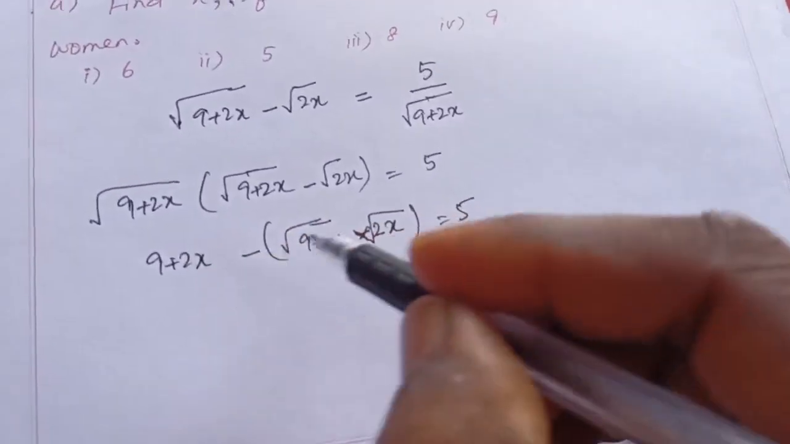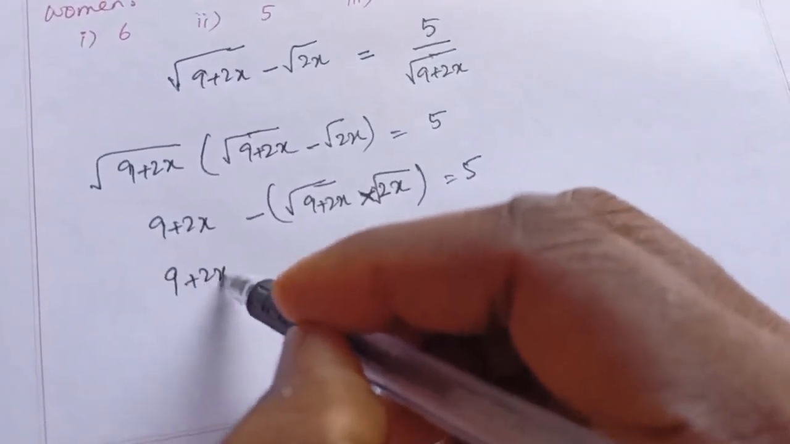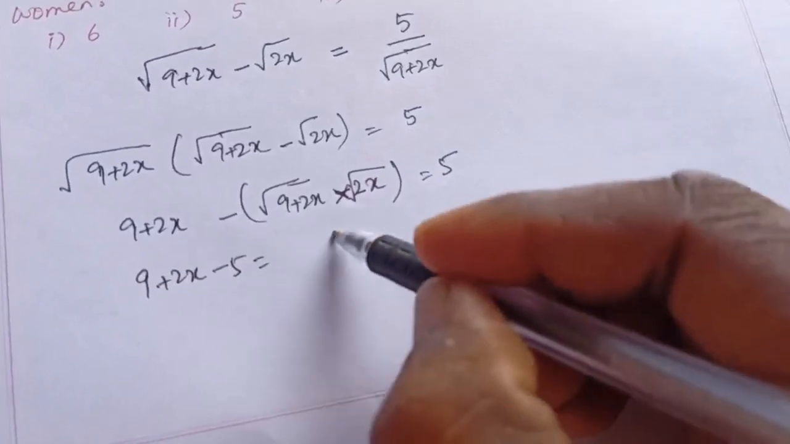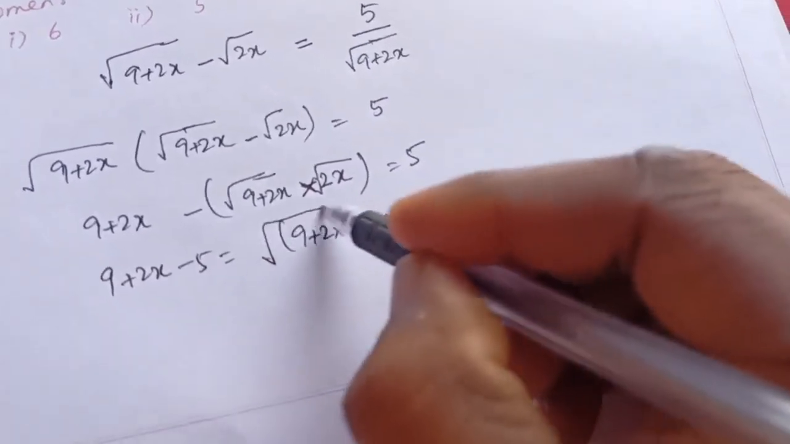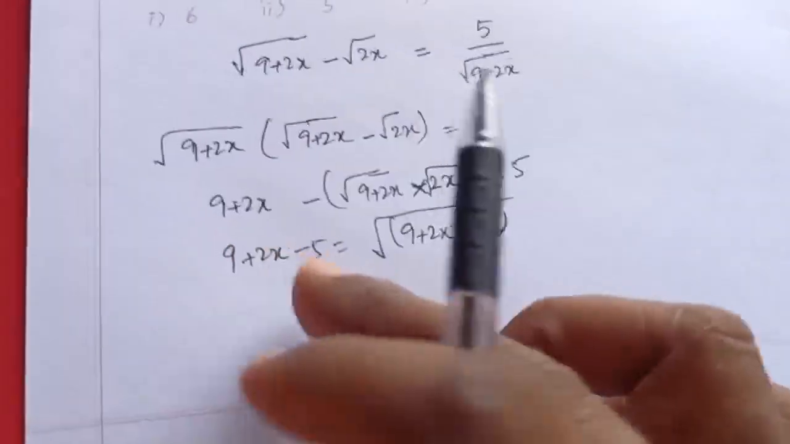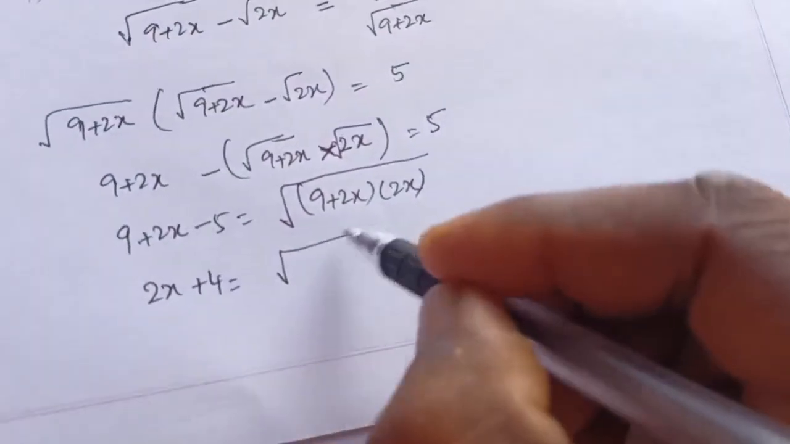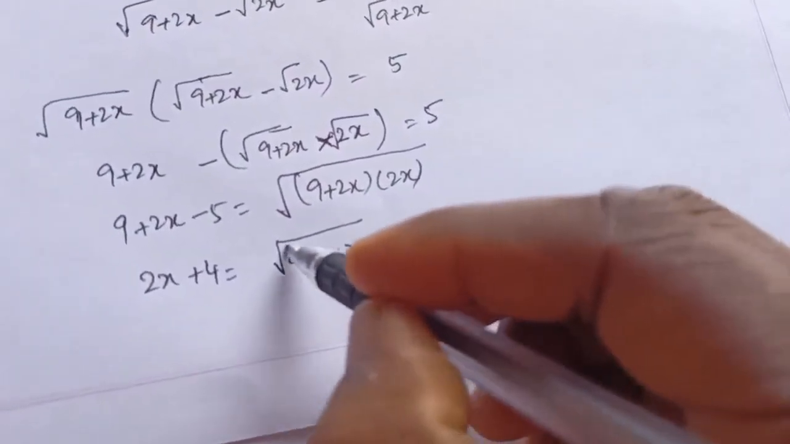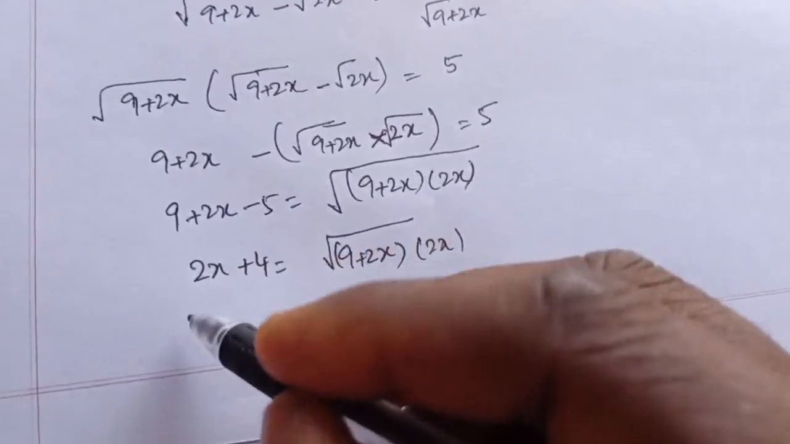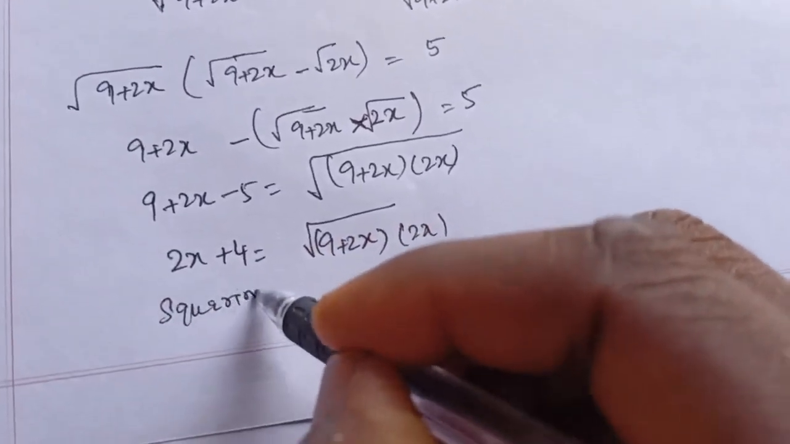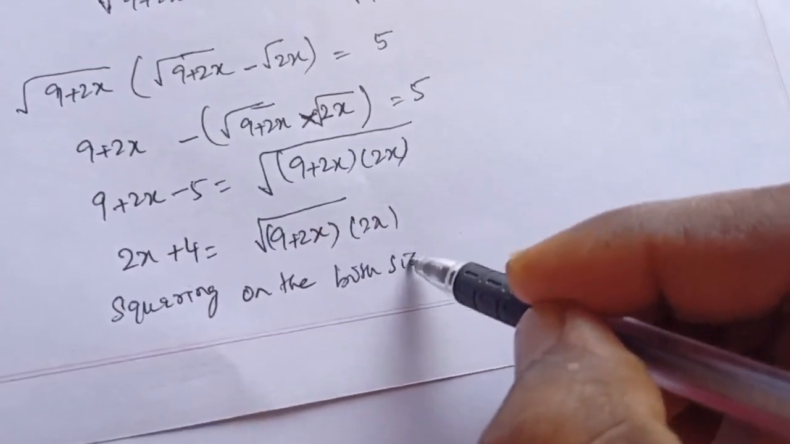You take this 5 to this side and take the minus root term to the other side. So 9 plus 2x minus 5 is equal to root of 9 plus 2x into 2x, it will be under the root. So you subtract, what you are going to get, 2x plus 4, which is equal to root of 9 plus 2x into 2x. Now we can square on both sides, then only I can remove the root and then only I can find out the value of x.